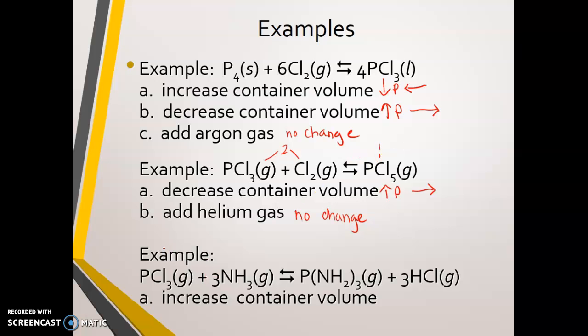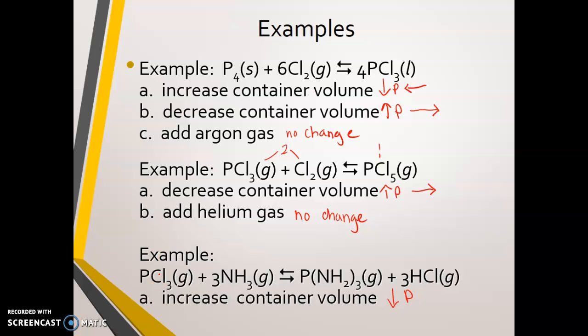And then our last example, we have PCl3 gas reacts with 3 NH3 gas, producing P(NH2)3 gas and 3 HCl. So the change that we're making here is we are increasing the container volume. So as we've talked about, increasing the volume is going to decrease the pressure. So now we need to look at decreasing the pressure, which shifts to the side with more gaseous molecules.